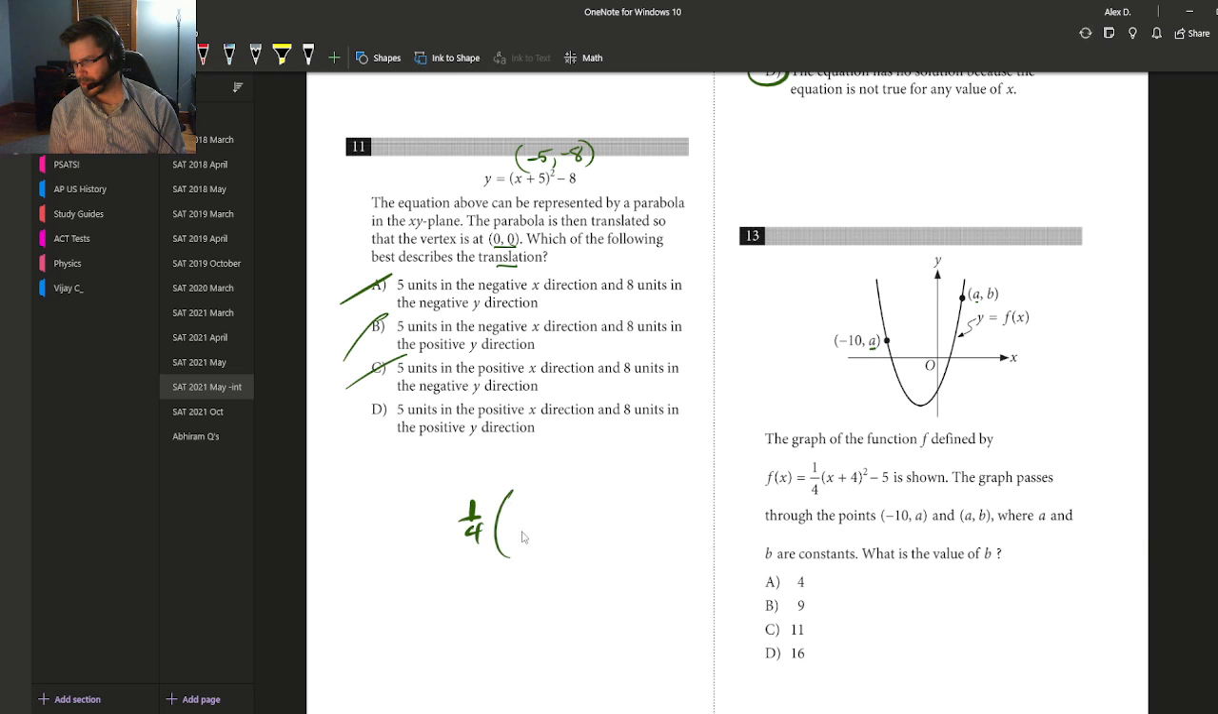1/4. -10 plus 4 is -6. -6 squared is 36. Minus 5. So 36 over 4 is 9. 9 minus 5 is 4. So a is 4. A is 4. So we plug it back in. And we can get b.